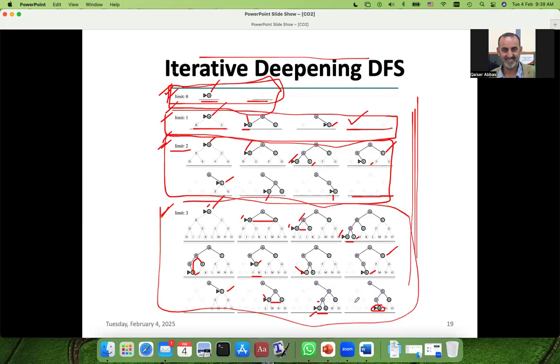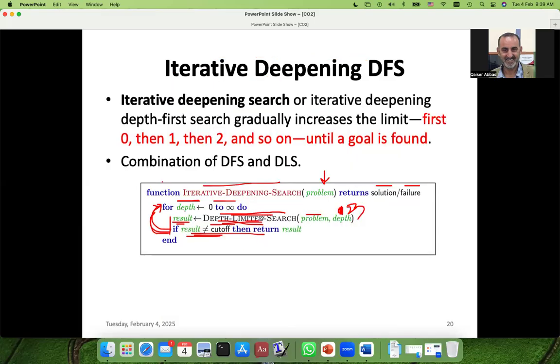And here, the goal is M, for example. Then cutoff is not occurring, because you are reaching the goal. This function will return something in the variable result. And here you are checking result not equal to cutoff. Yes, not equal to cutoff because you have the goal. Then return that result. If that result is the goal, that will be returned. So this is how iterative deepening DFS is executing.